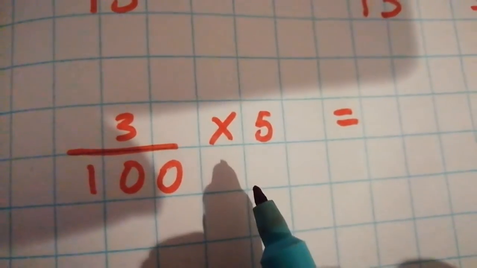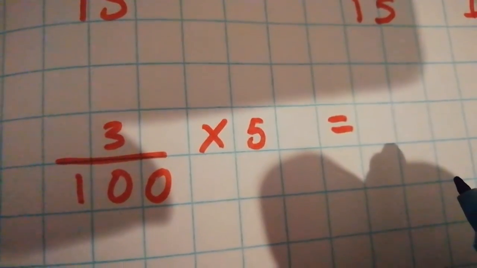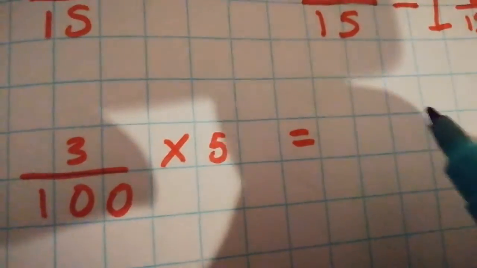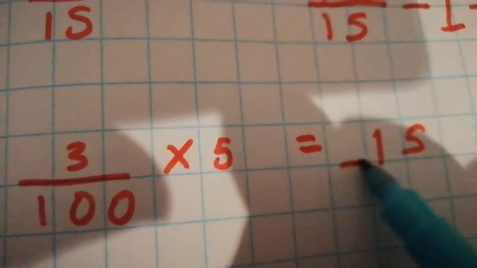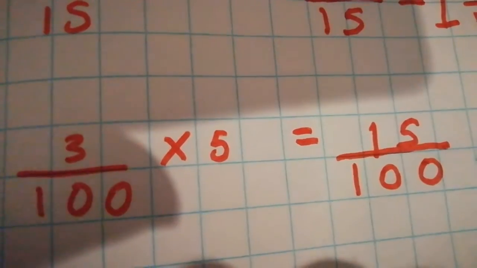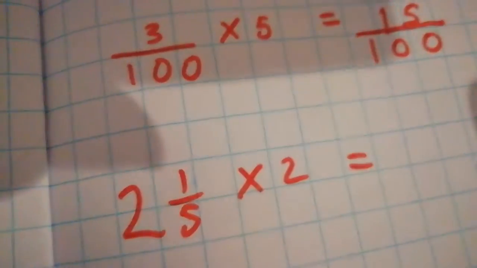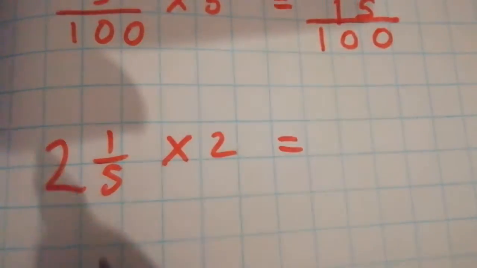3/100ths multiplied by 5. I'll give you a couple of seconds to have a go at it. Yes, 3 times 5 is 15. And it's going to remain hundredths on the bottom.